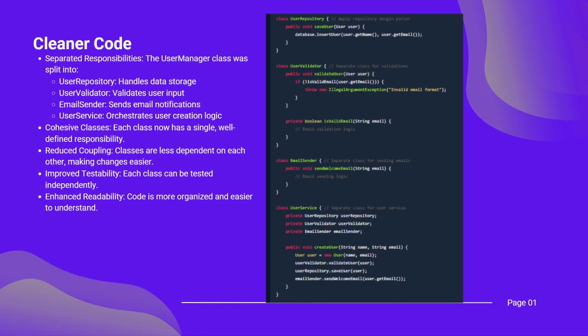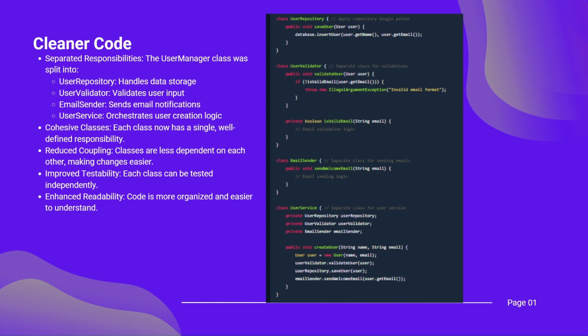This is the refactored version of the previous code, where we separated the responsibilities, where the user manager class is split into a user repository which handles data storage, a user validator class which only cares about validation of the user's input. We created email sender class which is only concerned about sending email notifications. We created the user service class which orchestrates the user creation logic.